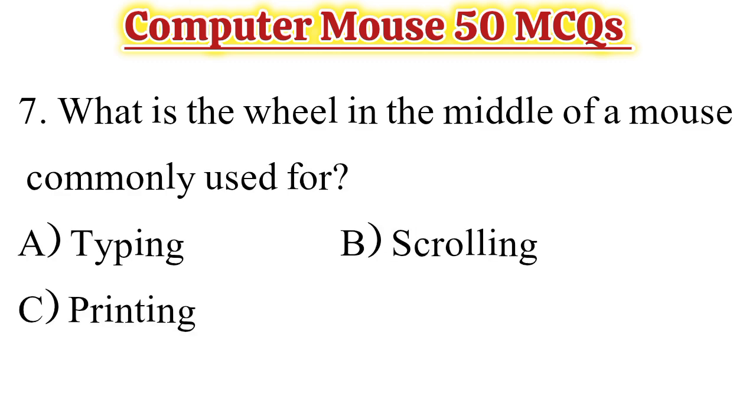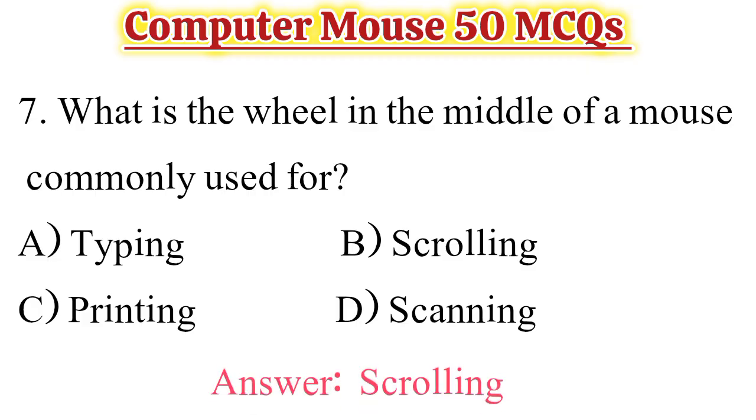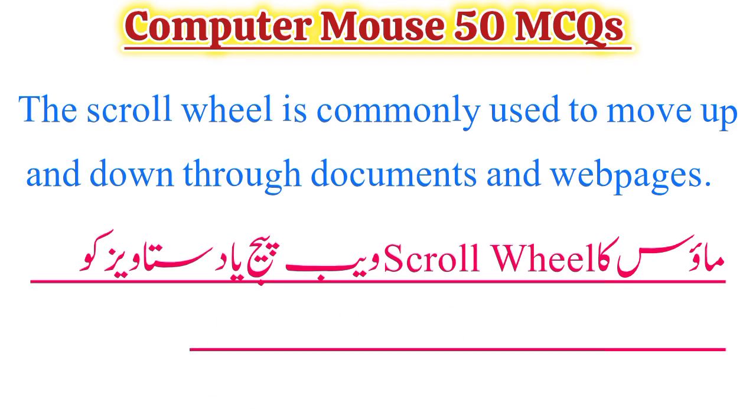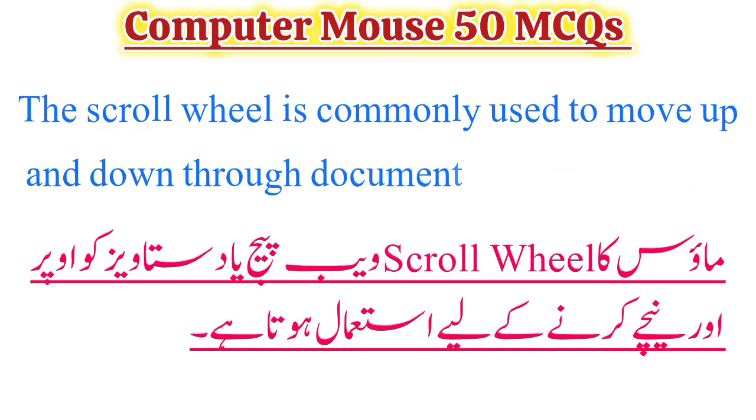7. What is the wheel in the middle of a mouse commonly used for? A. Typing. B. Scrolling. C. Printing. D. Scanning. Answer: B. Scrolling. The scroll wheel is commonly used to move up and down through documents and web pages.